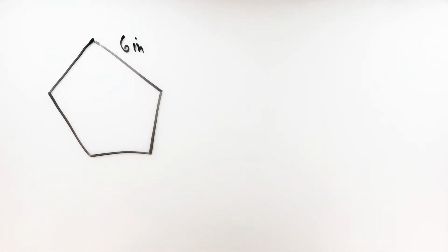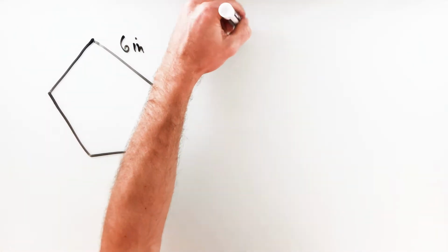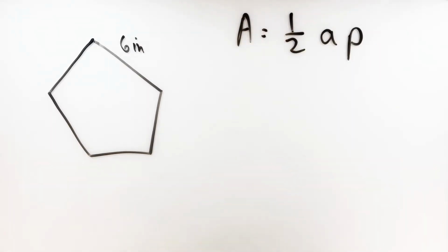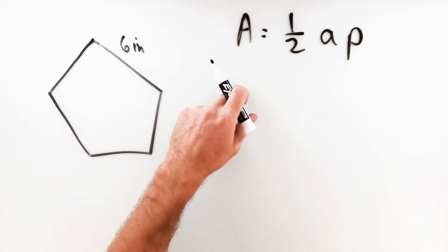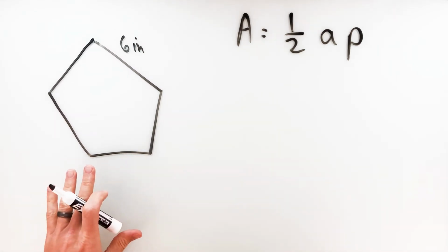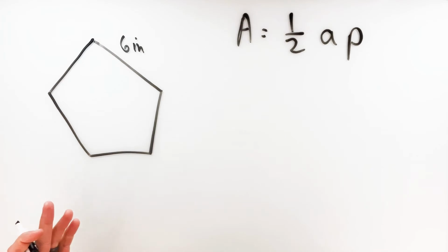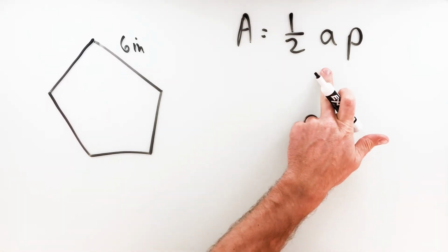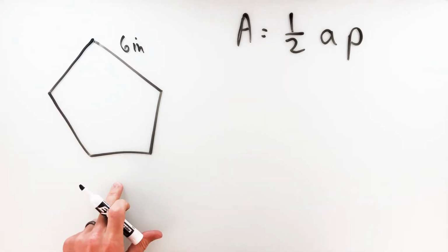So one side is 6 inches. I want to find the area of that regular pentagon. My formula: area is equal to 1/2 of the apothem times the perimeter. I always start here because it's helpful to map out what we're doing, see what we need, and then look at our figure and decide, what do I have? What am I missing? So in this picture, do I know the apothem? Not directly, it doesn't show me that.